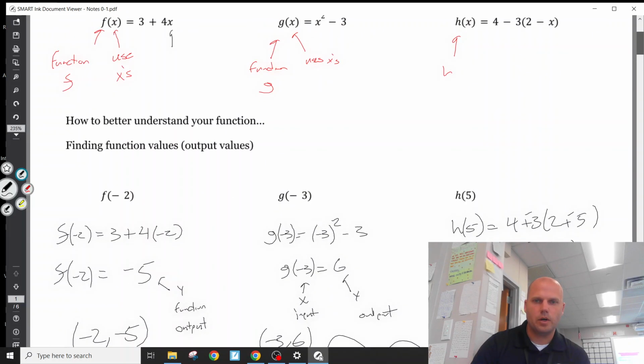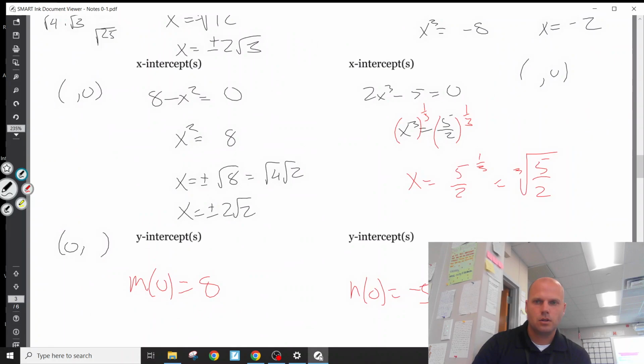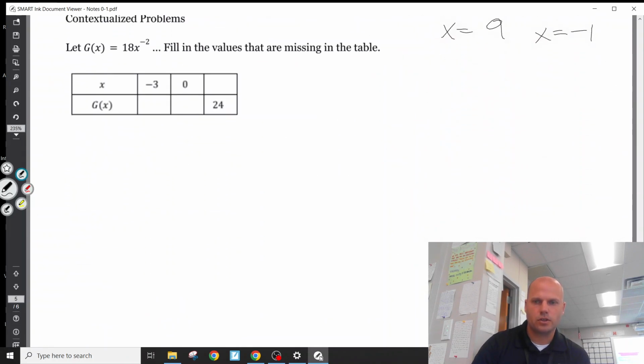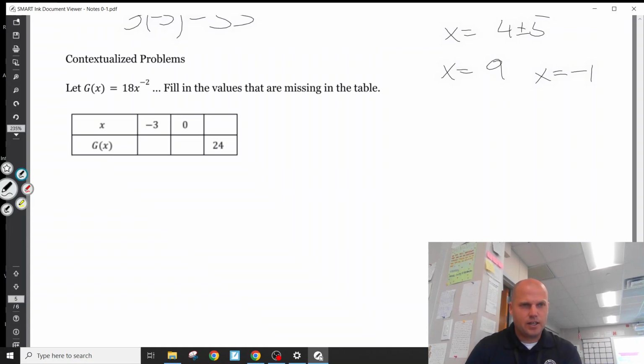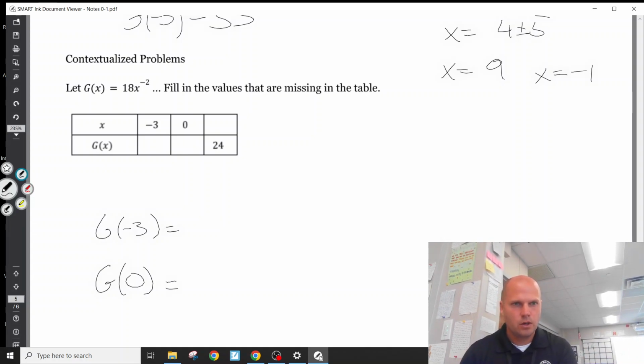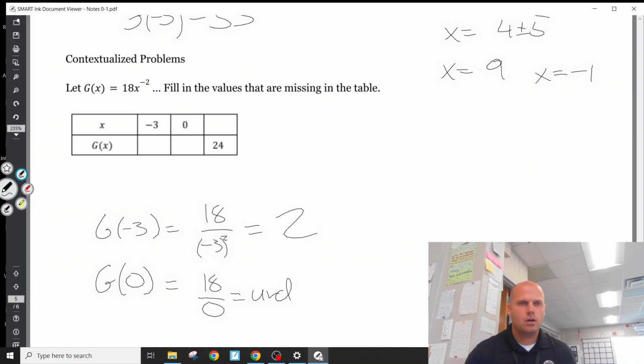We'll talk more about solving when we get here. This is all just planes. Some different types of problems just to finish off. We just have 3 questions really in one. What's g of negative 3? What's g of 0? And what is x when g of x is 24? So I get 18 over negative 3 squared. I get 18 over 0, which cannot be done. We'll have to talk about that. And then we have 18 over x squared equals 24. I feel like we just did this problem.